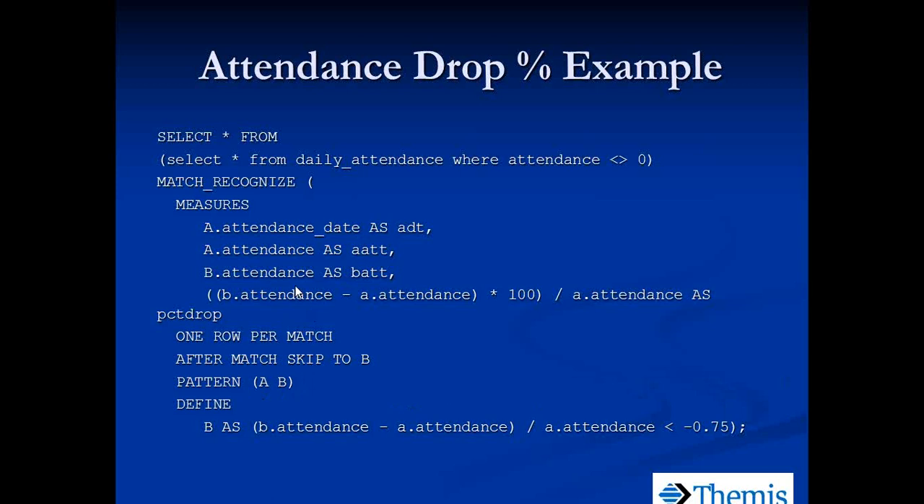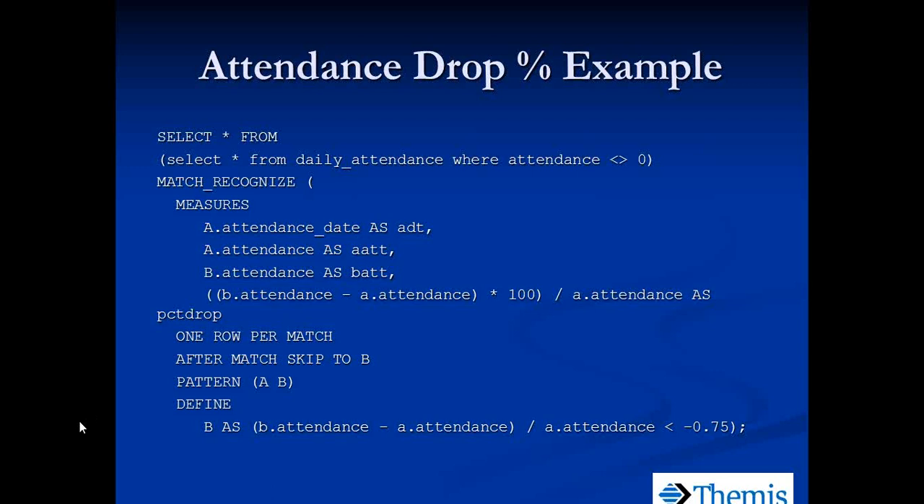And then I'm also going to display what the percentage of the drop was. So I'm going to take the attendances, subtract the second one from the first one, get me a percentage, and display it. I'm going to get one row per match, and then after match, I'm going to skip to B. What is B? That's the second row, right? And how do we know that? We look here in the pattern. Now, notice here in the pattern, I just have an A and a B. No plus signs, no asterisks, no nothing. So what this says is I'm going to compare a row from A to a row from B. Just compare the current row to the next row. That's all it's saying there.